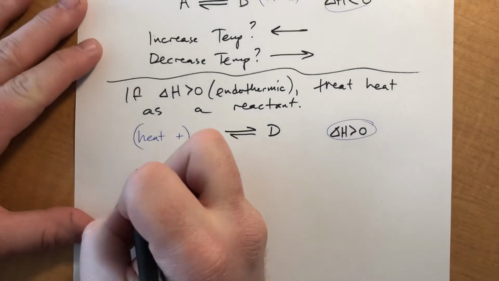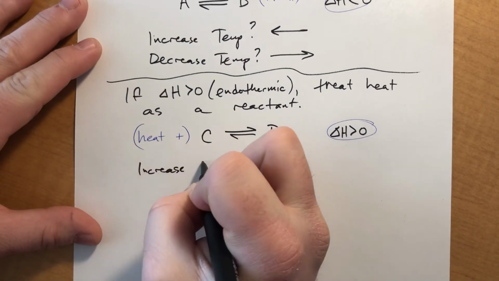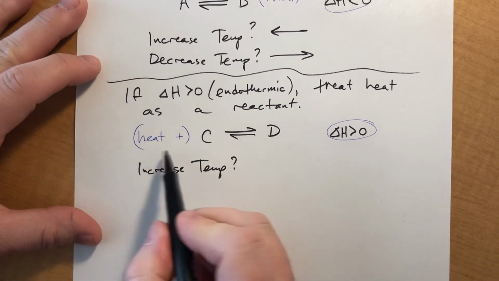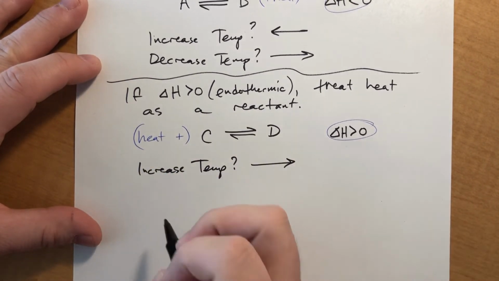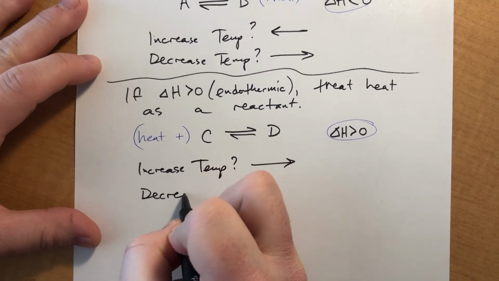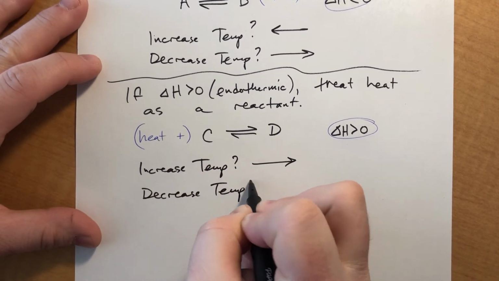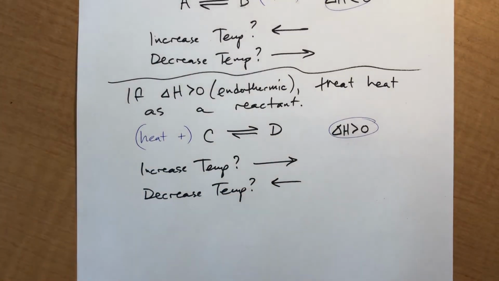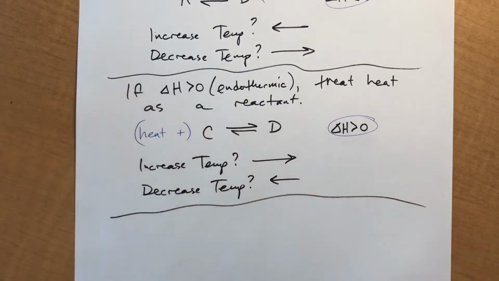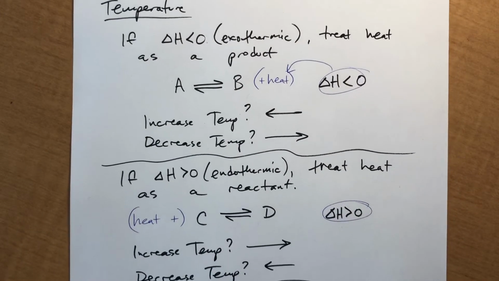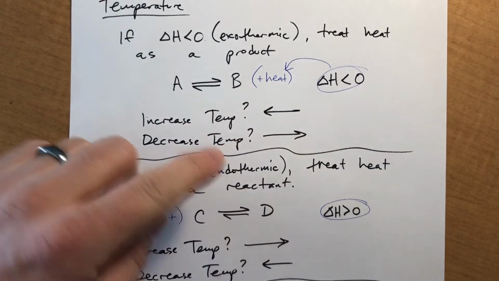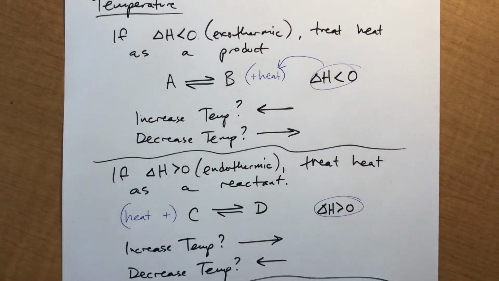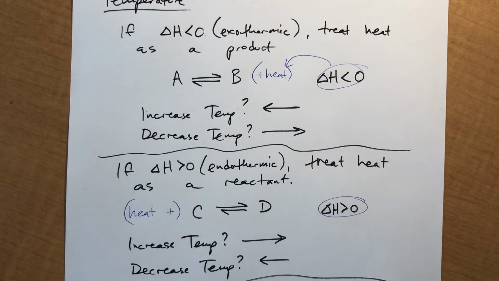So now, when you increase the temperature, basically adding a reactant, so it'll shift to the right. If you decrease the temperature, you're removing a reactant, so it'll shift to the left to make up that loss. Temperature's not too hard, right? As long as you remember that exothermic means heat's a product and endothermic means heat's a reactant, that's literally it, you can just treat it like the other set of rules we did a couple pages ago.